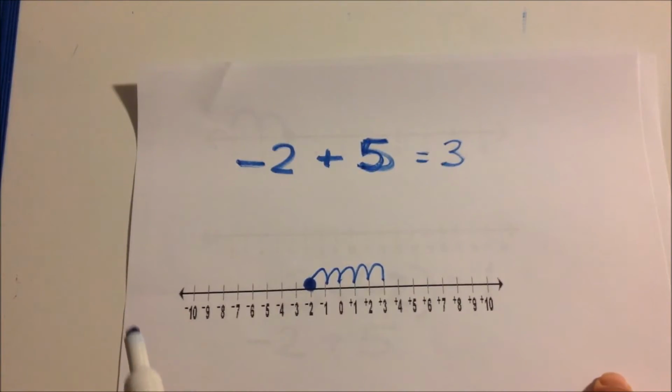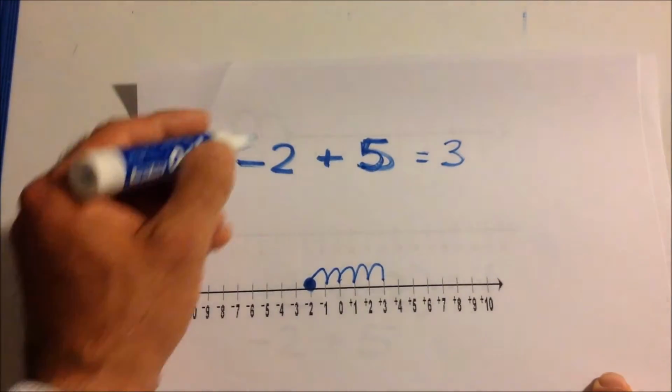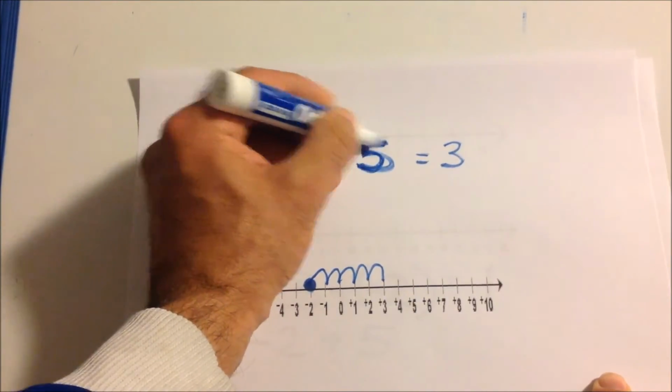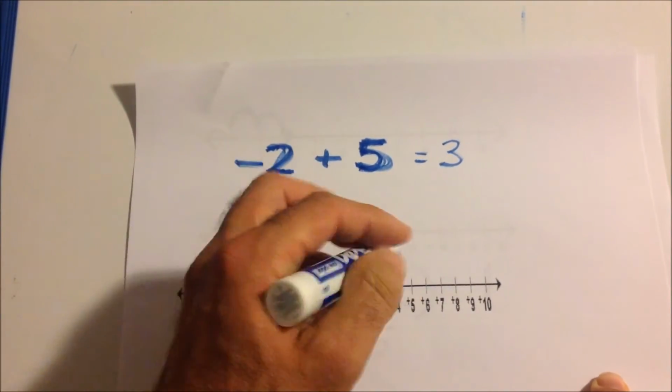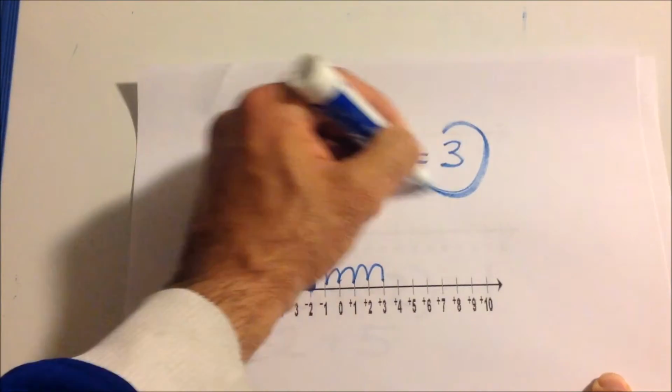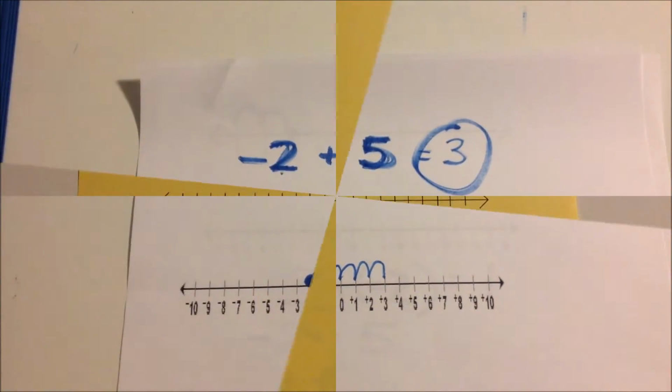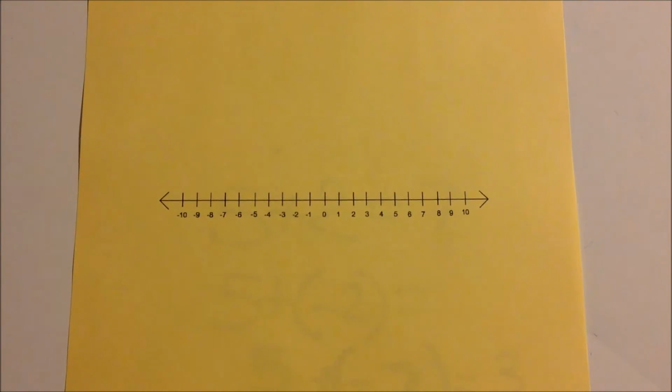Okay, so how can we look at this now? If you owe $2, but you have $5, you give the person you owe $2 and you're left with 3. So again, 2 ways we're looking at it. Owing money and with a number line. Okay, let's look at another example.